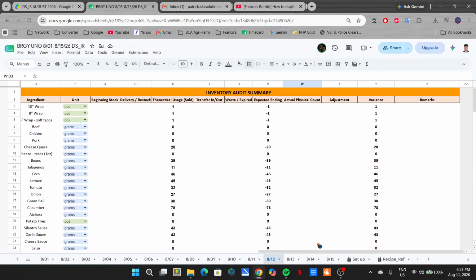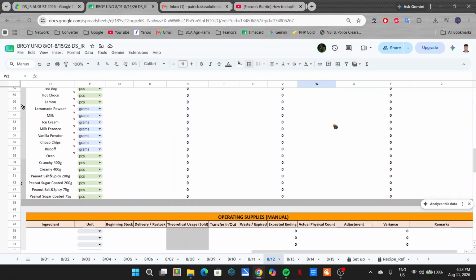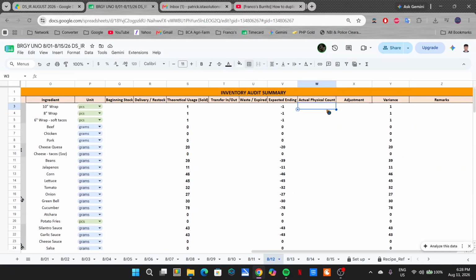Then moving on to the inventory audit summary. So for the cooks, or rather the cashiers, when the cooks have finished the actual physical count, of course, you have to always input the actual physical count. This is mandatory, that you input the correct actual physical count so that there are zero variances or there's a little bit of negative variance or positive variance.